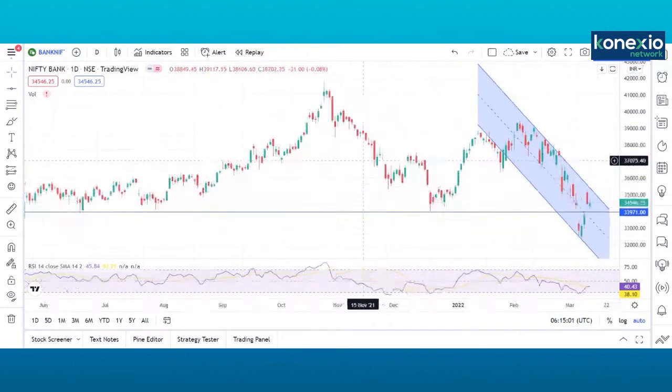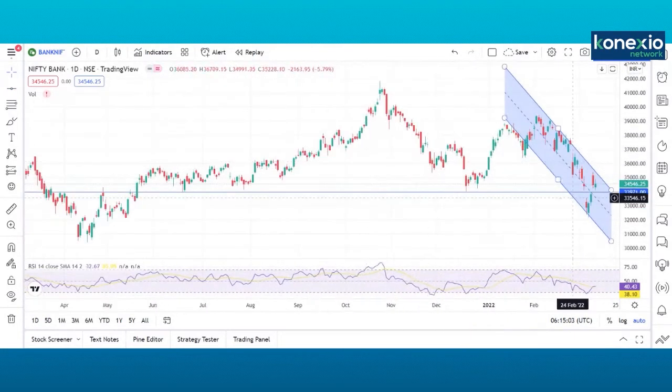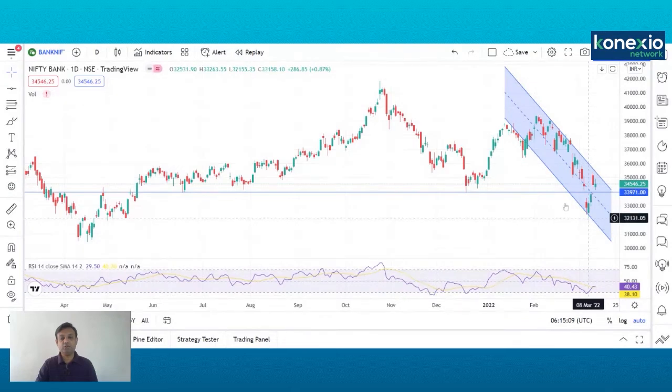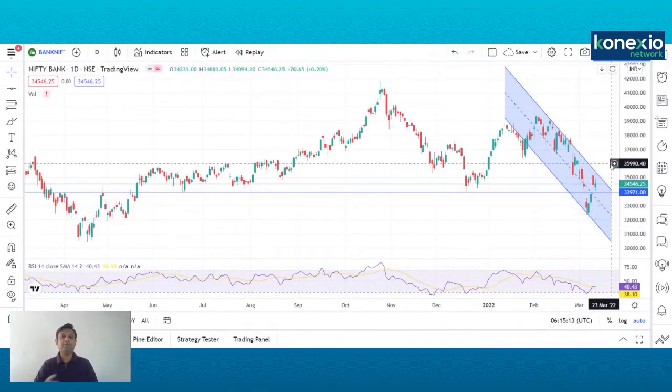So this was the horizontal line which we have been discussing, that this could act as an important support, but fortunately it went down below those levels. It took a support around this particular support line, and again it came back in that particular resistance area. It broke that resistance area and managed to close above those levels.